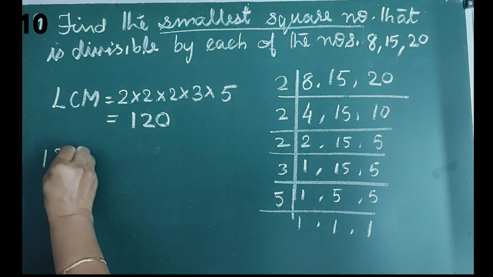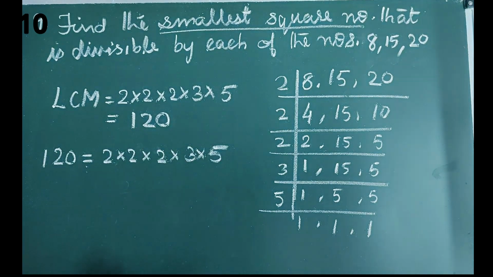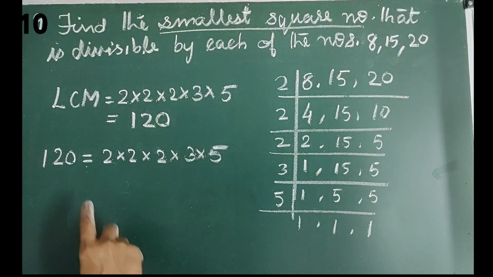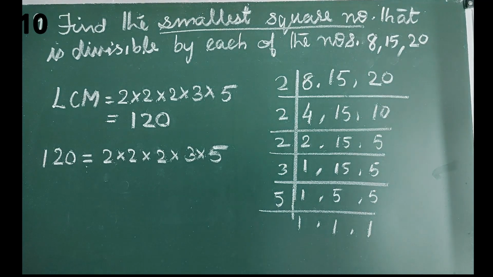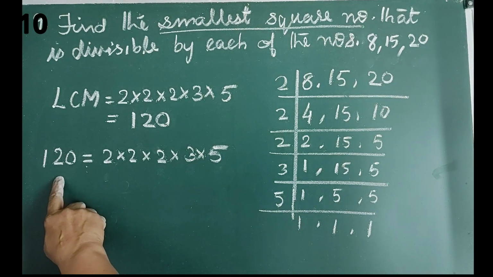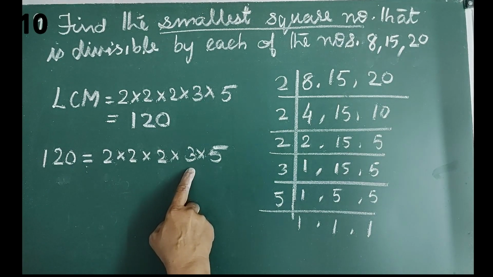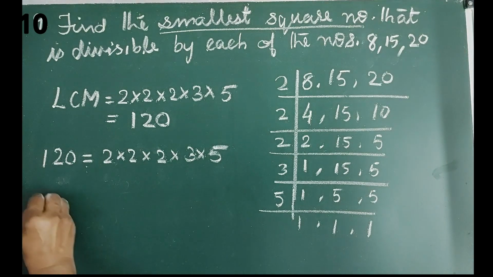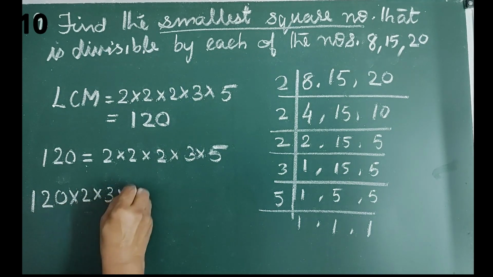That is, the prime factorization of 120 is 2 into 2 into 2 into 3 into 5. Now we see that prime factors 2, 3 and 5 are not in pairs. Therefore, this 120 is not a perfect square. In order to get a perfect square, each factor of 120 must be paired. So we need to make pairs of 2, 3 and 5. Therefore, this 120 should be multiplied by 2 into 3 into 5.